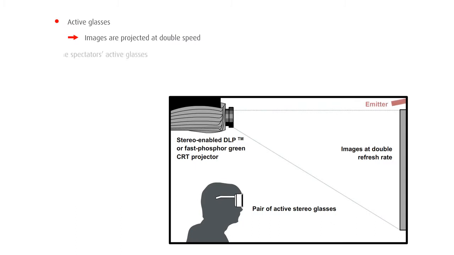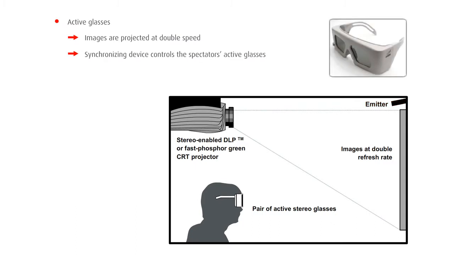A synchronizing device is installed in the auditorium to control the spectator's active glasses by means of infrared beams. Each time an image destined for the left eye is projected, the glasses completely block the lens in front of the right eye and vice versa.